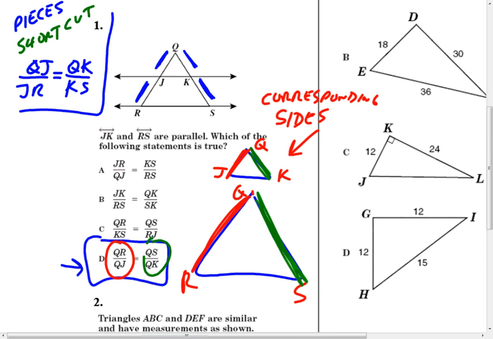You got to be able to jump between the two. If you have these pieces, and that's enough information to help you solve for a missing piece, you can go ahead and use this. If you don't have that, or if you're looking for one of the two parallel sides, you have to do a corresponding sides. These two aren't involved in this shortcut. This happened to be a corresponding sides situation.